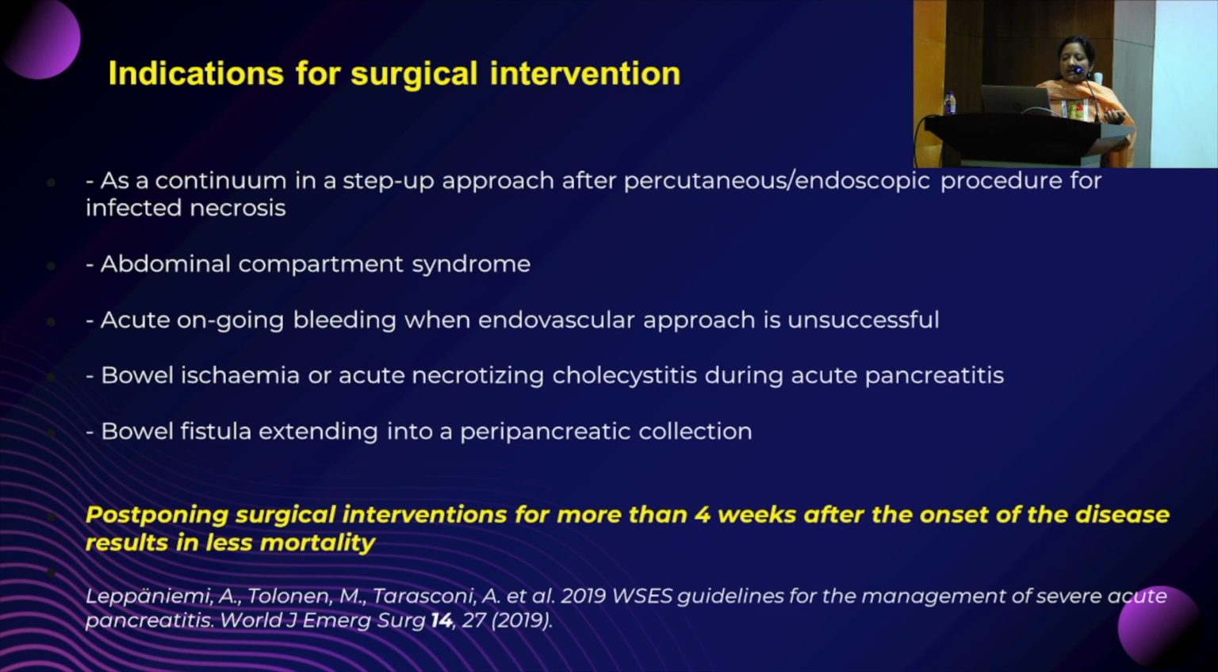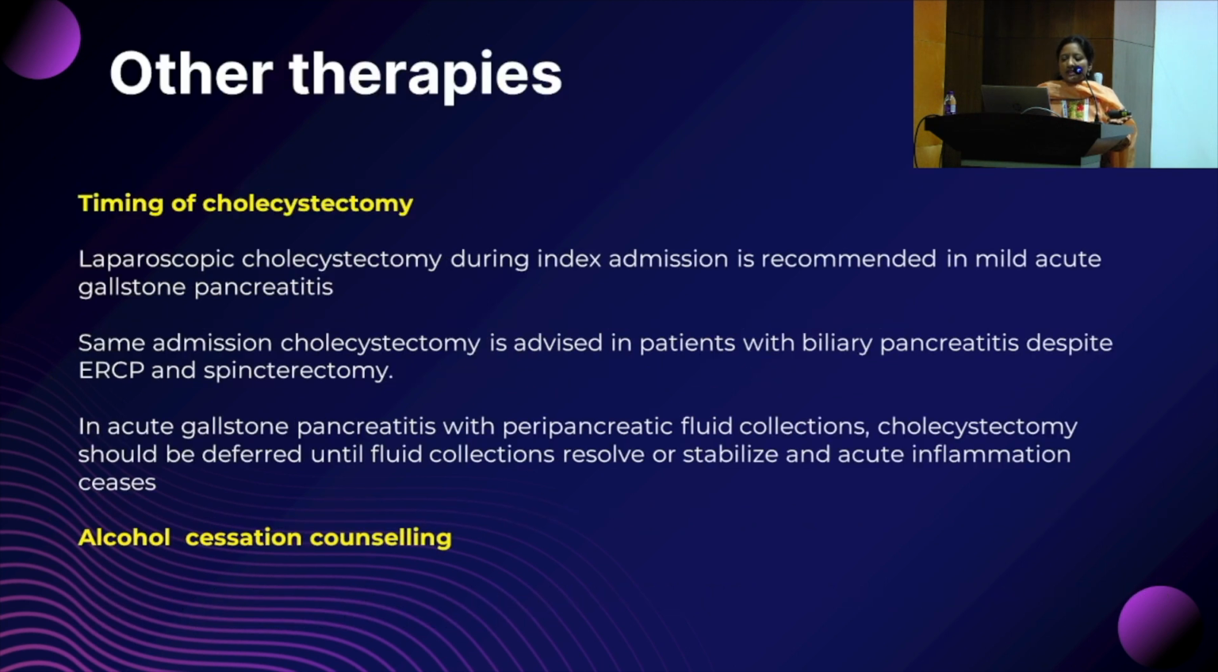And other than that, absolute surgical indications could be abdominal compartment syndrome, fistulas, ischemia. So these are the conditions where absolute surgical intervention is needed. Otherwise, we tend to avoid it. And cholecystectomy generally is done in the index admission. So this is a new change which we are seeing in the treatment of pancreatitis. Any patient with mild pancreatitis, in the index admission itself, cholecystectomy is done. And of course, alcohol cessation counseling is also important.